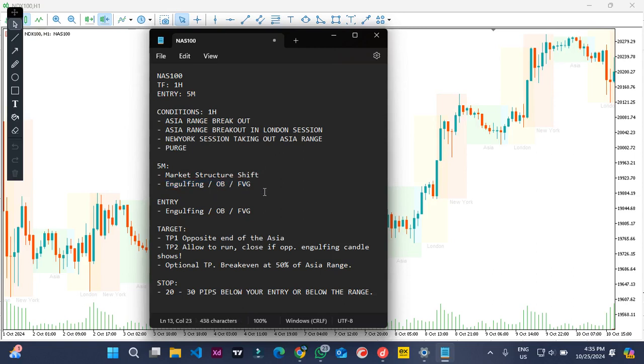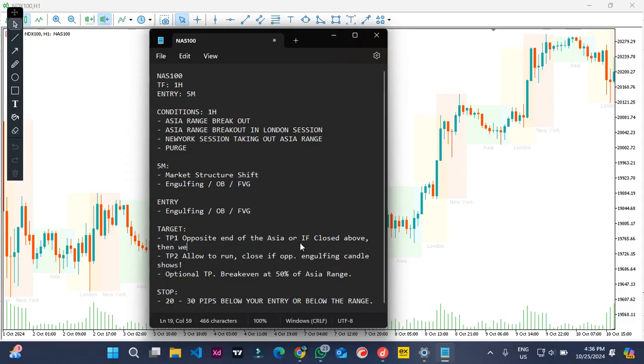All right, and our target is the opposite end of the range, or if the price closed above, then we target old highs. All right, then CP2 you can allow to run, and then you close if you see an opposing engulfing candle.